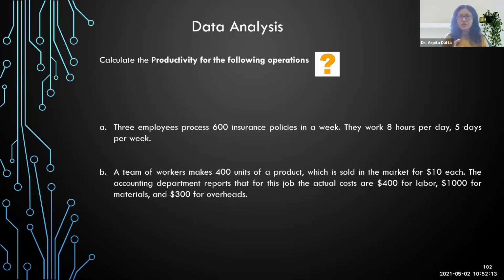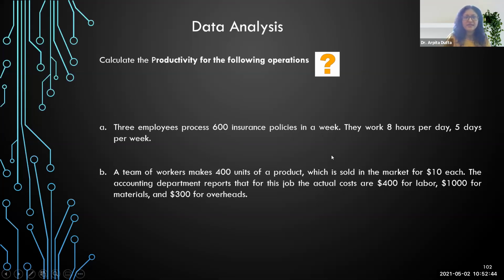Okay, so there are two scenarios here. Calculate the productivity for the following operations. Three employees process 600 insurance policies in a week. They work 8 hours per day, 5 days per week. Our team of workers makes 400 units of a product, which is sold in the market for, this is another problem. So let's do the first one. We'll come back to the second one later.